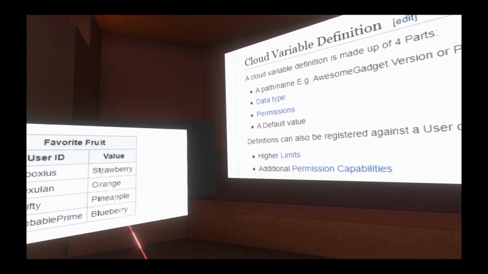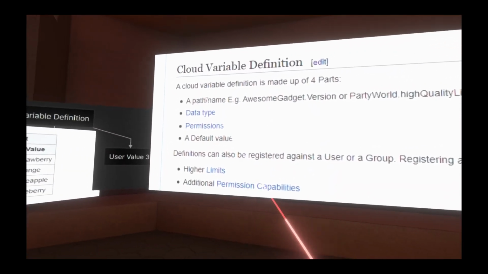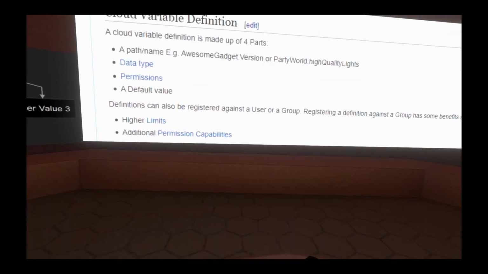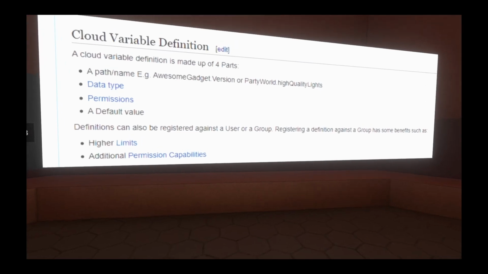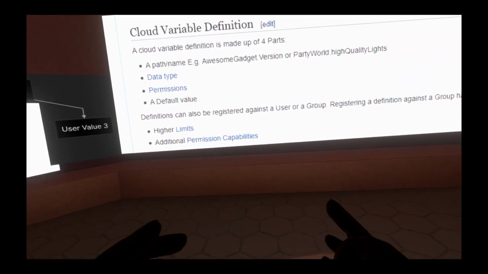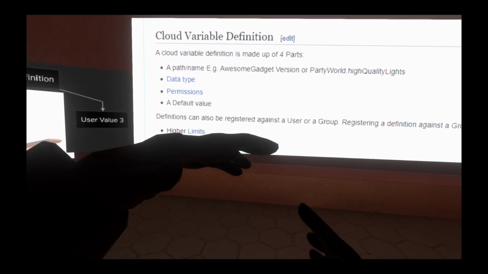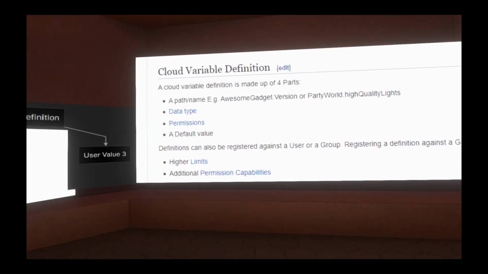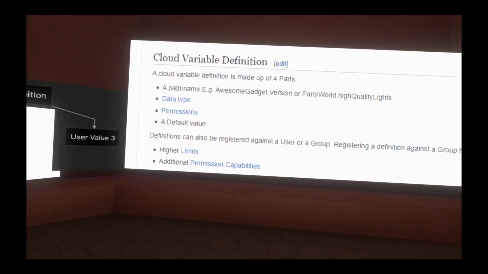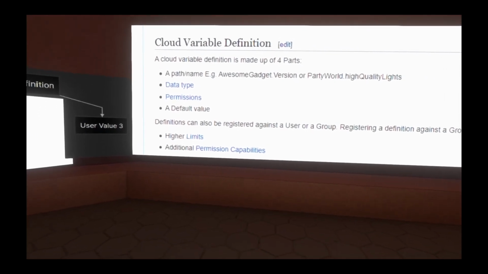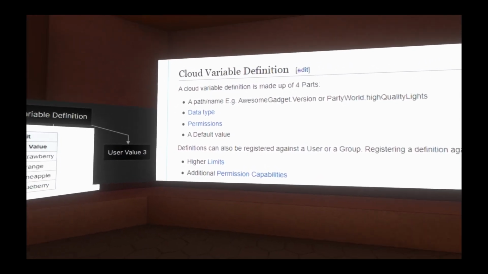Definitions are a good thing to note here, and we'll talk about it more when we come across limits. Definitions can also be registered against a user or a group. There's a little typo there. I'll correct that in a moment. But they can be registered against a user or a group. And what that means is a user can own a variable definition, or a group can own a variable definition. If you register a definition against a group, you have extra capabilities. There are additional permission capabilities, and there are higher limits available for a group declared variable rather than a user declared variable.